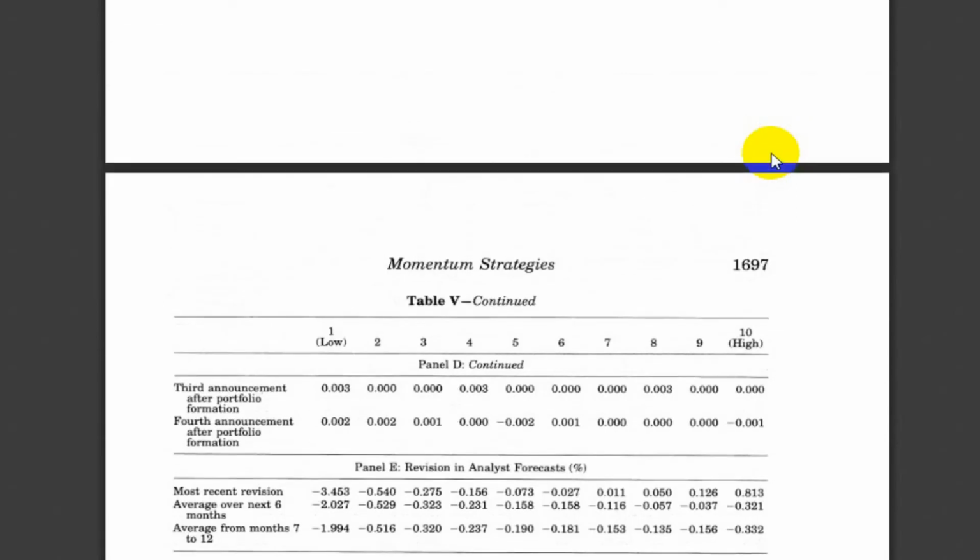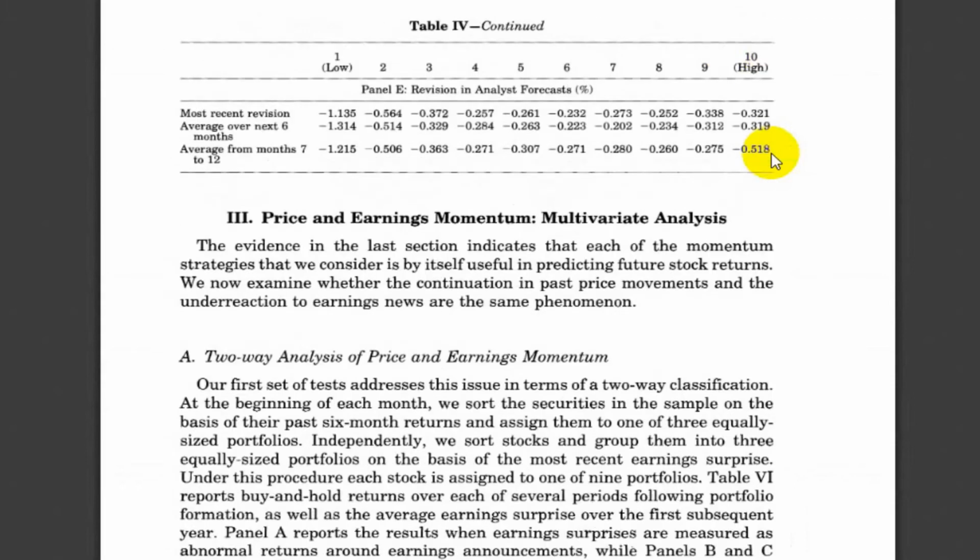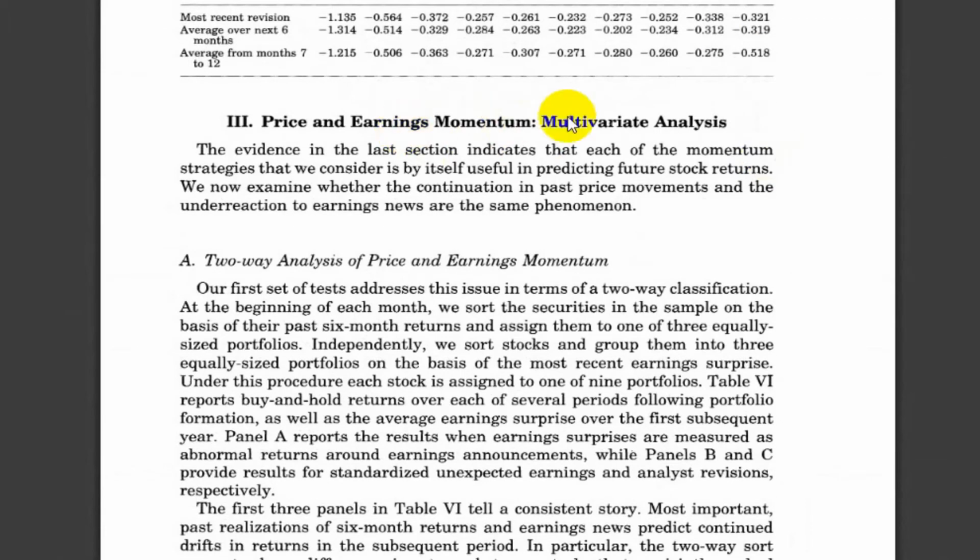Okay, so let's go back up to section 3, price and earnings momentum multivariate analysis. The prior studies in section 2 were univariate, where each of the earnings momentum and price momentum strategies were looked at on their own. However, here we'll have multiple variables in the regression.